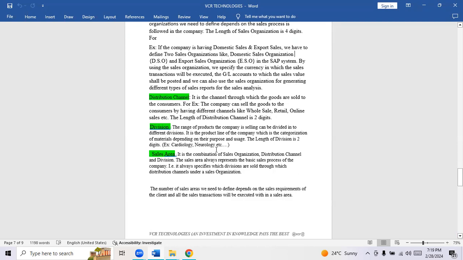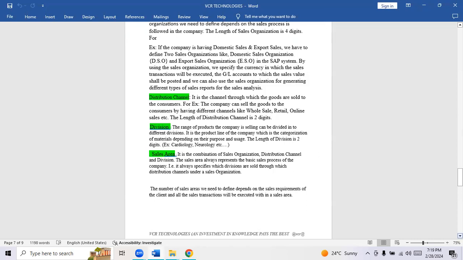That may be categorized in the material depending on their purpose and usage. The division: all products are not the same. Some products are for different purposes and different usage. So, the division is nothing but the range of the product only. The division length is also 2 digits only.